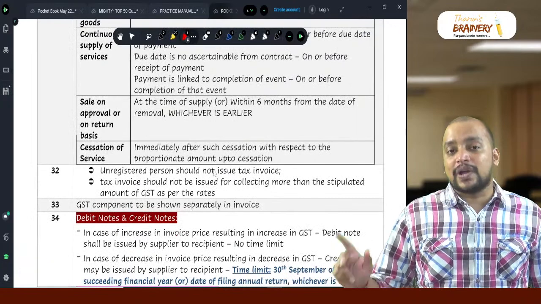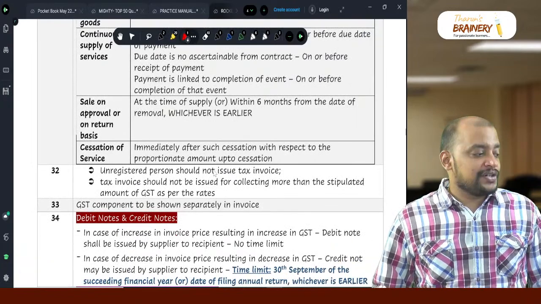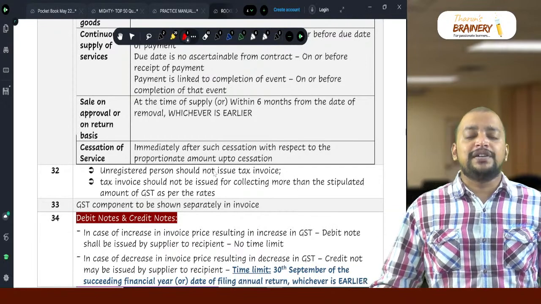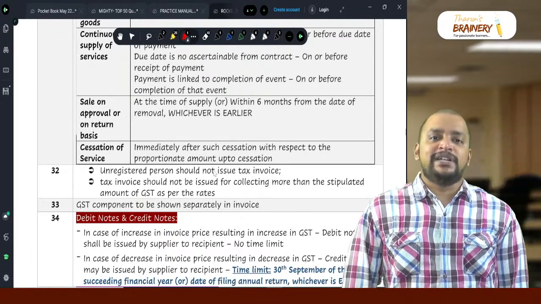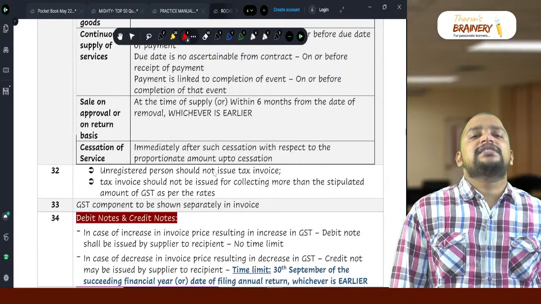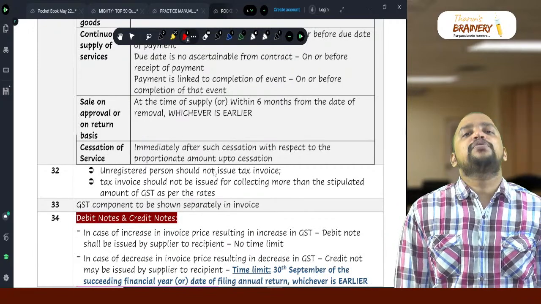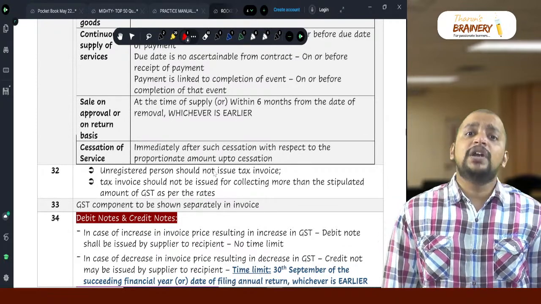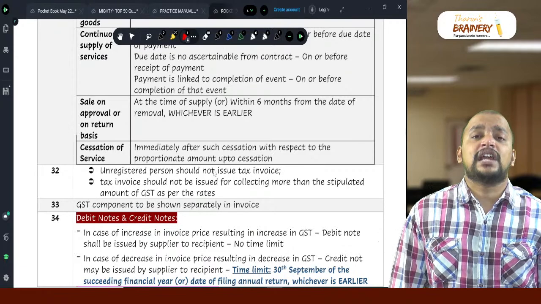Then the next two cases: sale on approval or on return basis, and cessation of services. Sale on approval or on return basis means first the goods will be delivered, and you will be using the goods. The day when you accept the goods, the sale is concluded. Suppose you are not accepting the goods, you will return the goods. Now in this case, only when you accept is the sale concluded, and at that time only I need to give invoice.